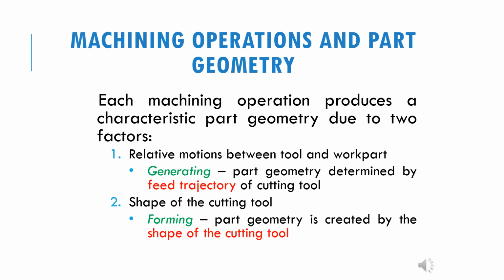Okay. In generating the characteristics of the part geometry, there are two factors that make this possible. One is the relative motion between the tool and the work part. This one we call the generating process, where the part geometry is determined by the trajectory of the cutting tool. So it depends on the movement of the cutting tool to get the shape on the workpiece. And another one is the shape of the cutting tool, or we can call it the forming process, where the part geometry is created by the shape of the cutting tool.